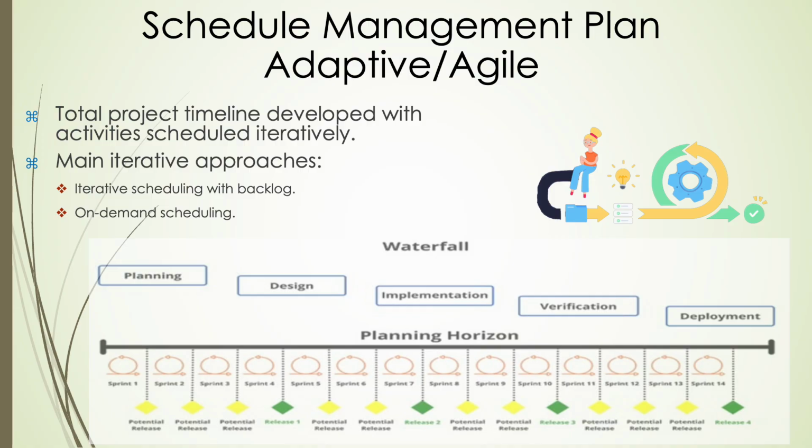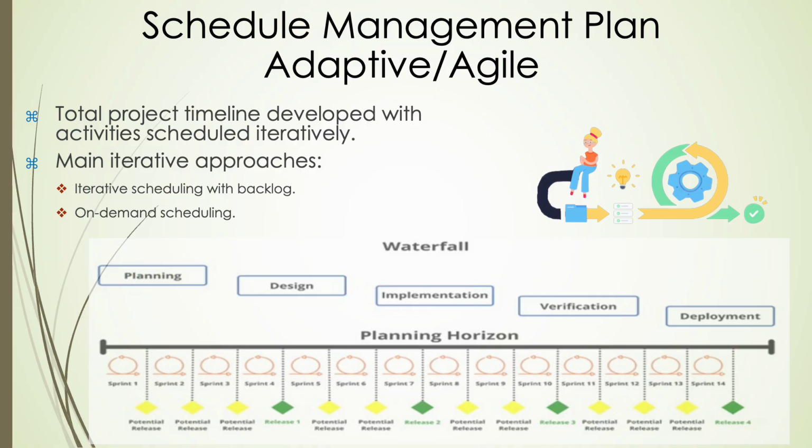Traditional waterfall project management follows a sequential path through phases like planning, design, implementation, verification, and deployment, with limited flexibility once a phase is completed. In contrast, iterative approaches such as Agile use short cycles or sprints to continuously plan and deliver work, allowing for multiple potential releases during the project timeline.